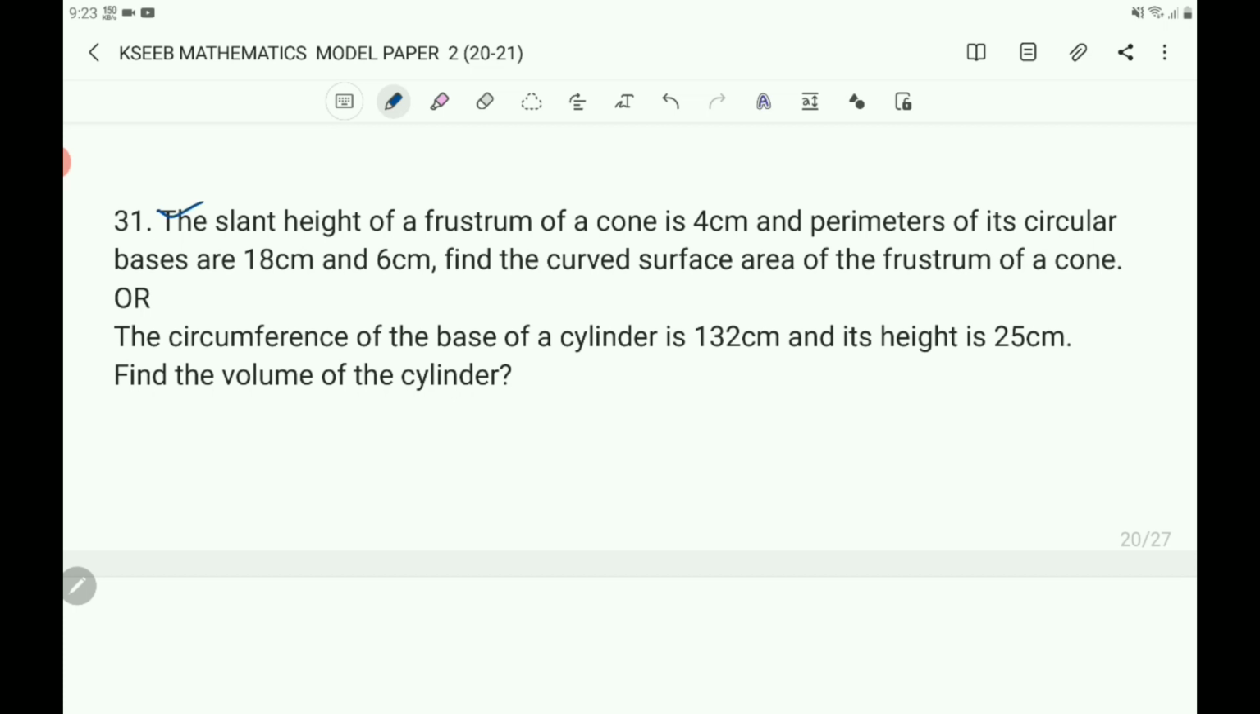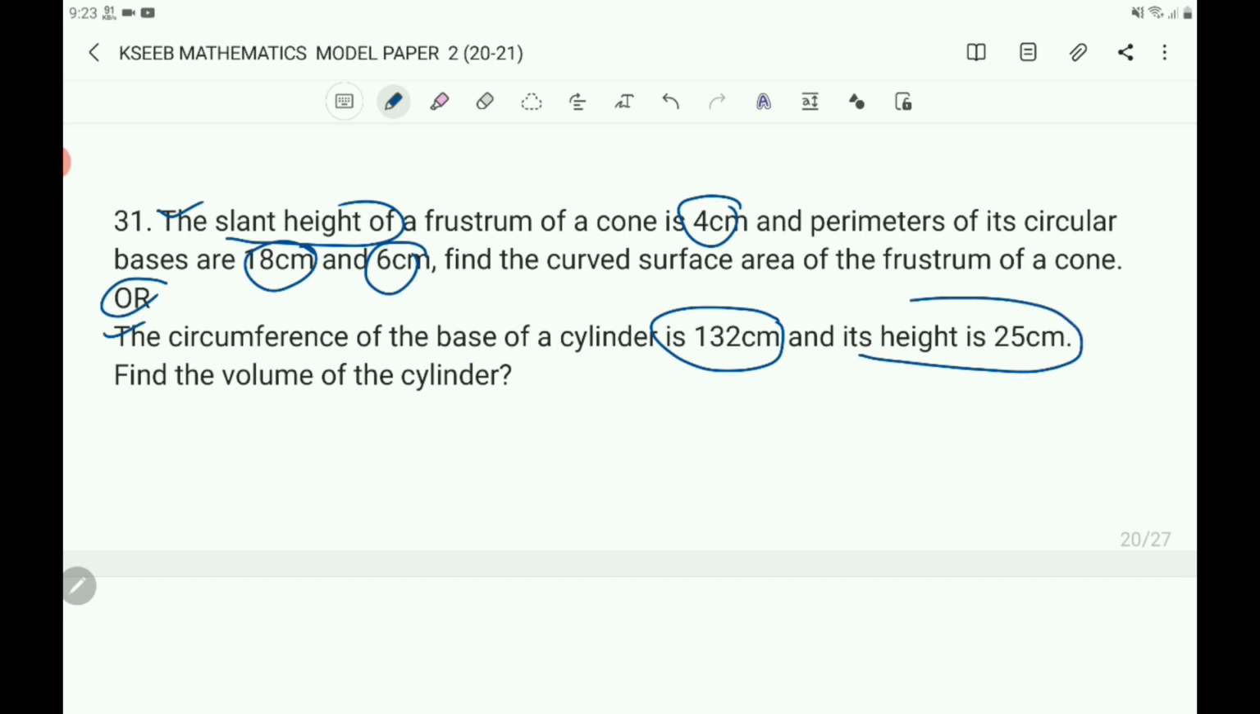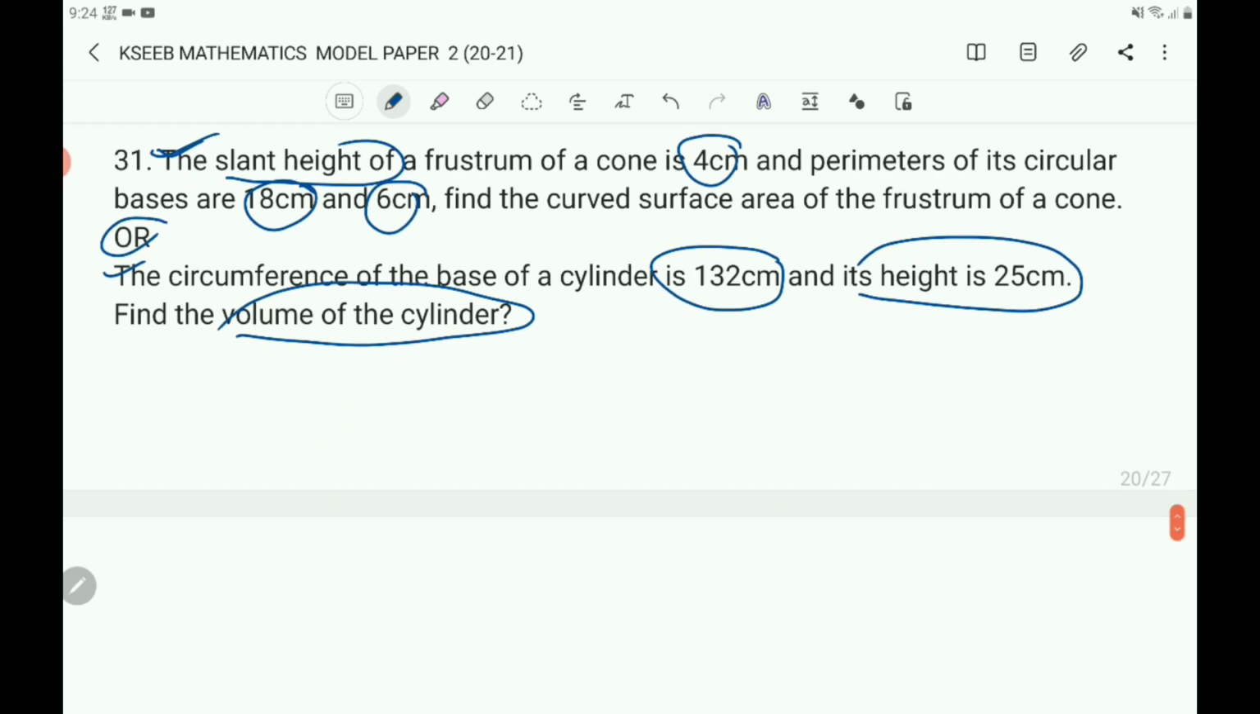The first question is, the slant height of a frustum of a cone is 4 cm and perimeters of its circular bases are 18 cm and 6 cm. Find the curved surface area of the frustum of a cone. Or the second question, the choice question, is, the circumference of the base of a cylinder is 132 cm and its height is 25 cm. Find the volume of the cylinder. Now let us take the first question. So let us have the solution.